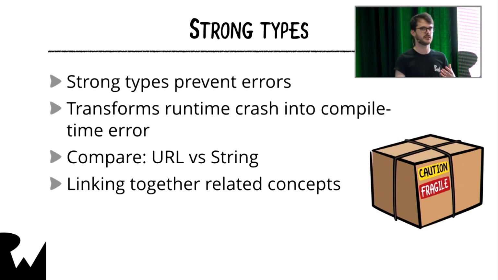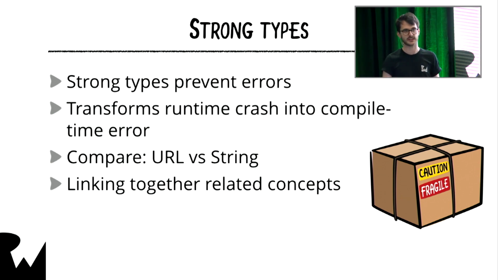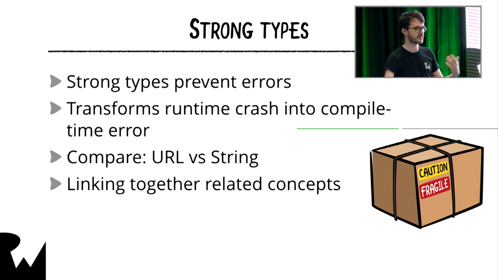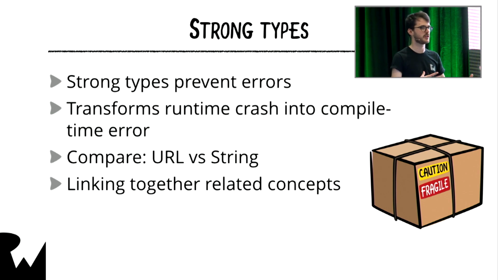And we can also use data objects like this to link together related concepts. For example, on the URL object, there's a lot more information. You can get out the host, or the path, or the query fragments, which you can't do on a string.